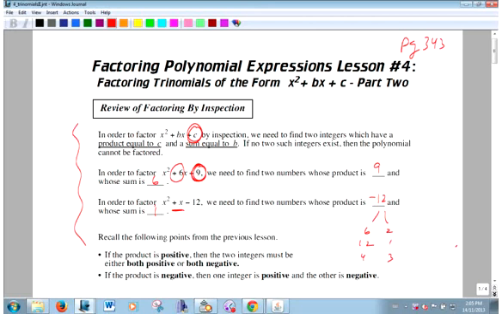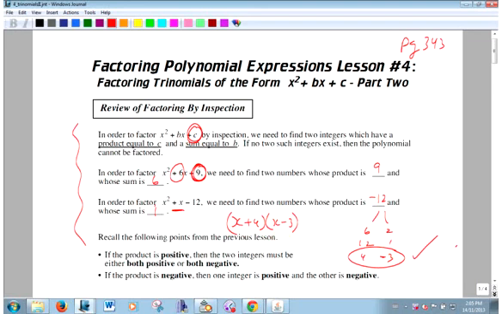Now, how do I want the signs? Because if it multiplies to a negative, they have to be opposite signs. It needs to add to positive 1, so the bigger number must be positive. Okay? Check. Is 4 times negative 3 minus 12? Yes. Is 4 plus negative 3 positive 1? Check. Those are your two numbers. Okay? So to factor that, I go x plus 4, x minus 3.